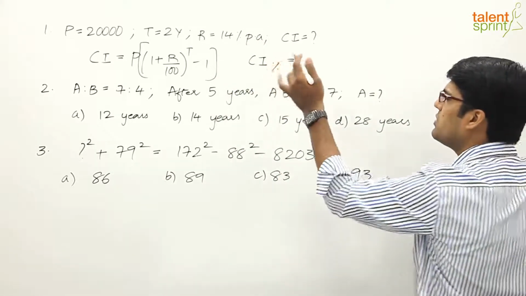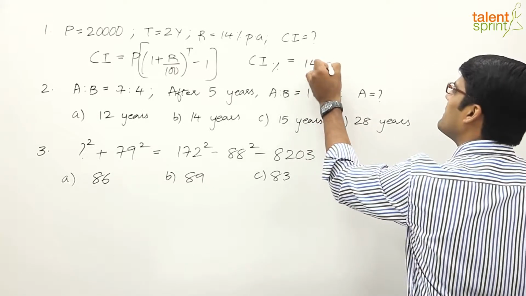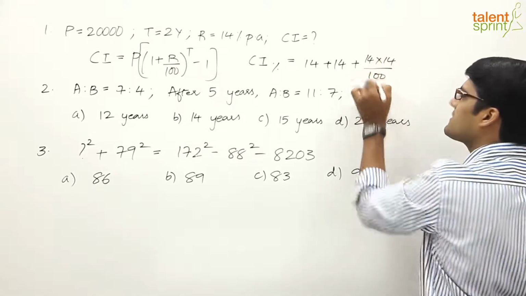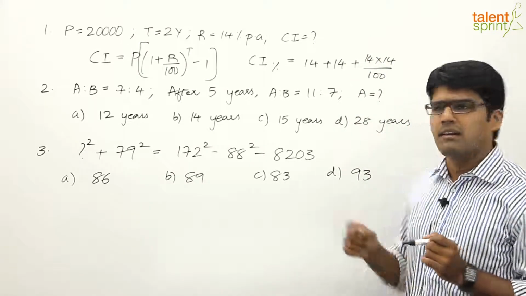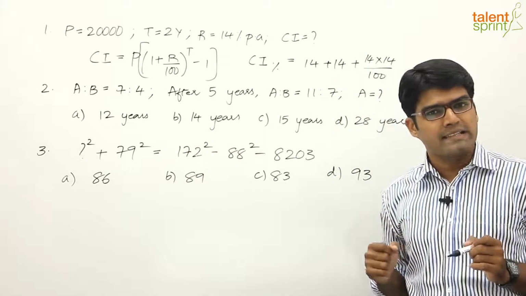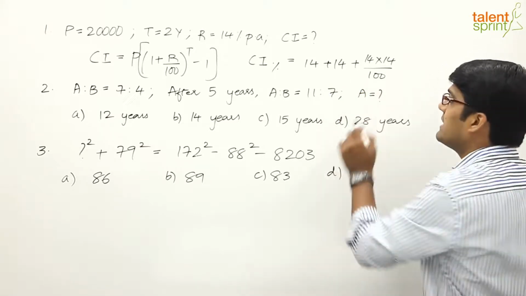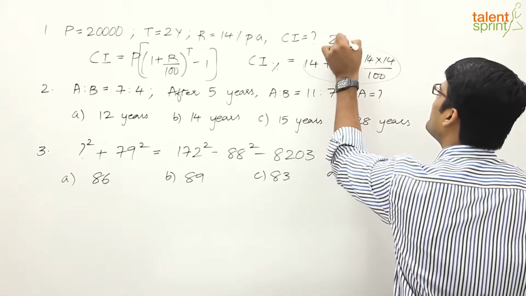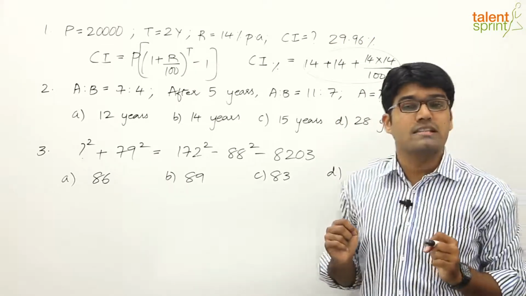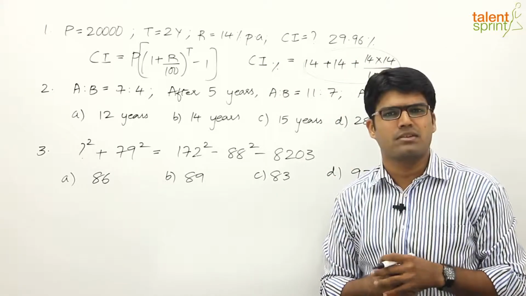So let's just substitute and find out what is the compound interest in terms of percentage. So A plus B plus A into B by 100. What do we get? 14 plus 14 plus 14 into 14 by 100. Now 14 squared is 196. 196 upon 100 is 1.96. So 14 plus 14, 28. 28 plus 1.96. This will come out to be 29.96%.